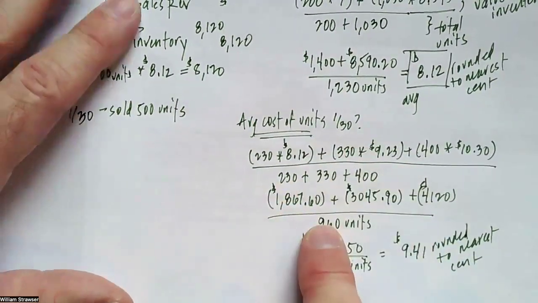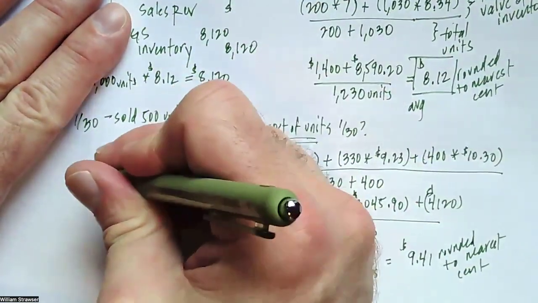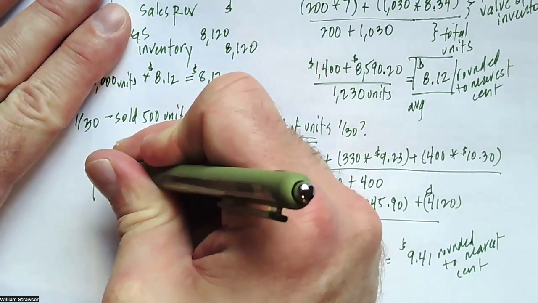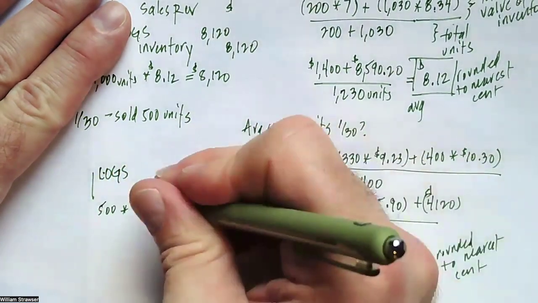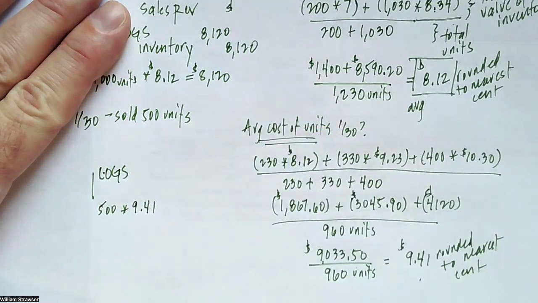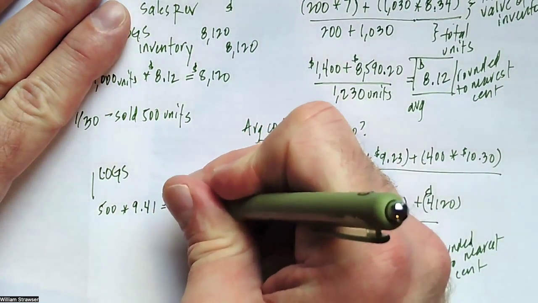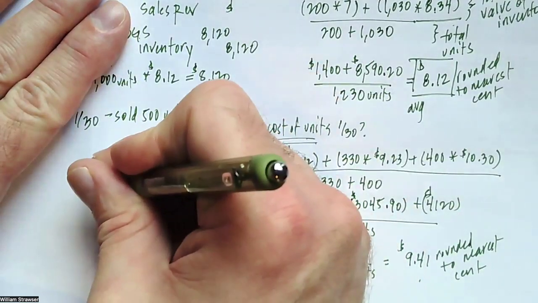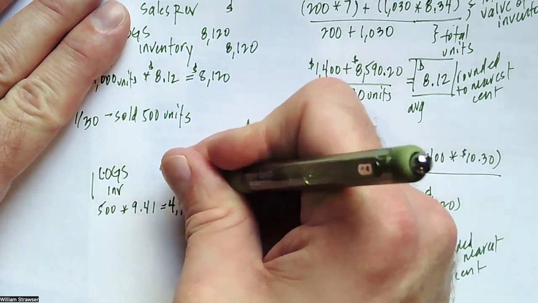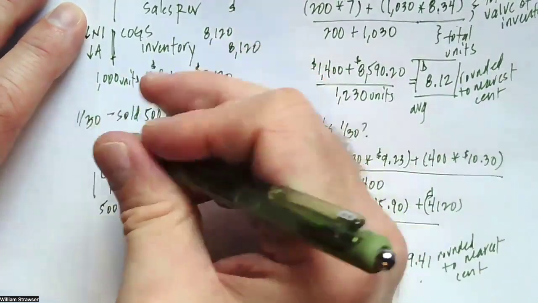It took a lot of meticulous math to get there, but once I have it, it's just taking the sold units and multiplying them by the average cost. So 500 times $9.41 is $4,705. That's the amount of cost of goods sold I would assign and the amount that I would reduce my inventory by due to the units that are no longer mine through sale.